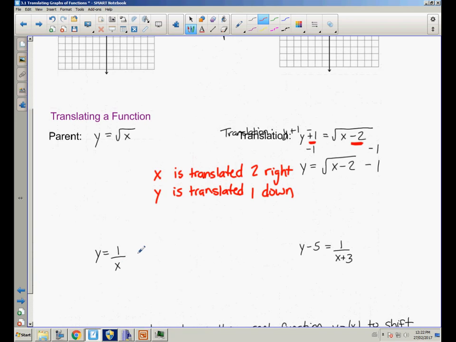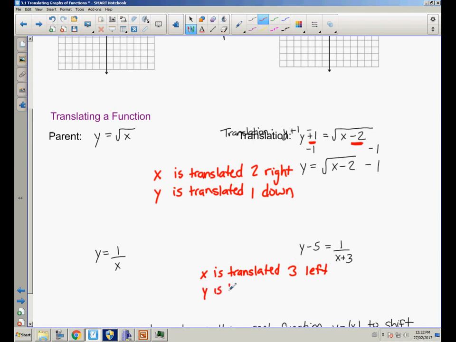We've got y equals 1 over x, or y minus 5 equals 1 over x plus 3. So if we write our predictions, what we predict is going to happen here. I'm going to predict that x is translated... Now this time, when we had minus 2, it was translated 2 to the right. This time I've got positive 3. I'm going to guess that we're going to go 3 to the left. Okay, we're going to do the opposite of the sign.